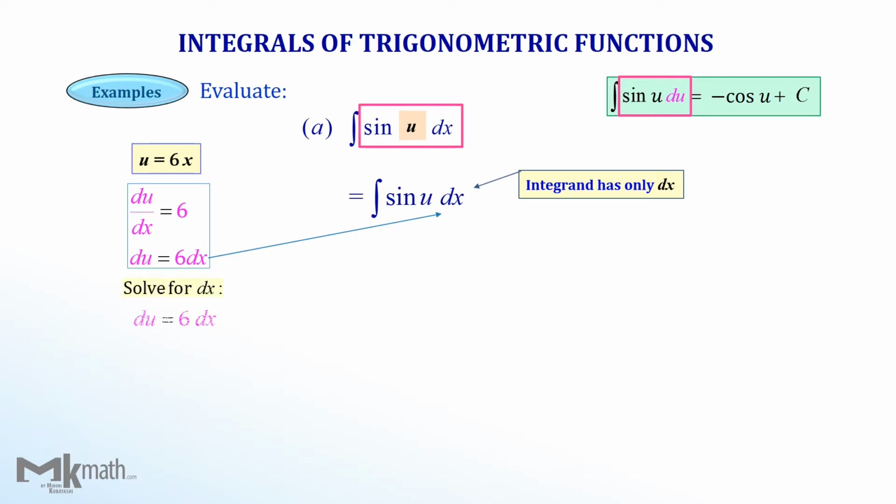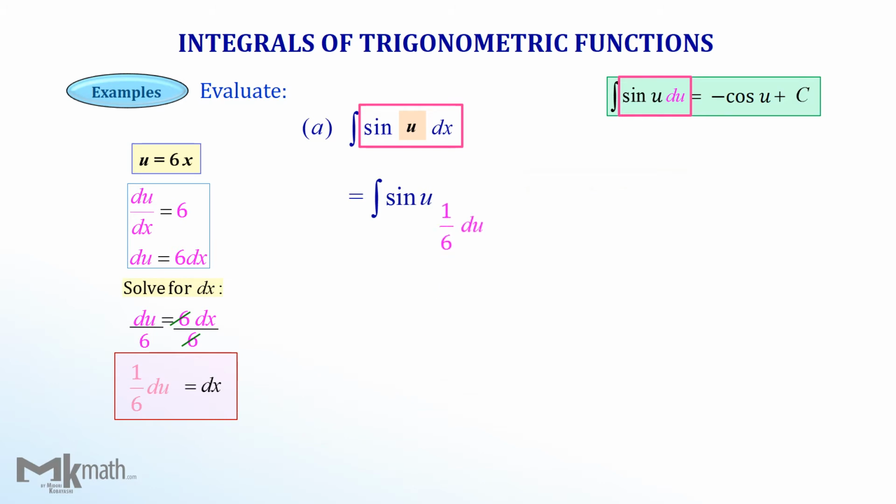To match up with dx, dividing our differential by 6 to get 1 over 6 du equal dx, which is exactly the same term in the question. Replacing dx with 1 over 6 du for the integrand. Then put the constant of 1 over 6 out of the integrand.